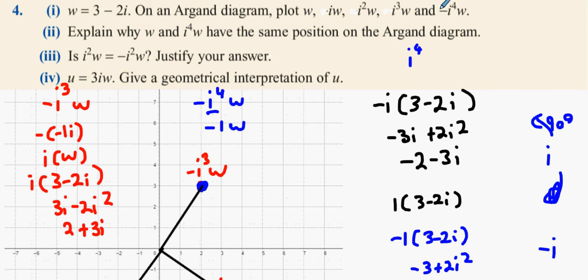Okay, we can probably leave this question alone now in a minute. Look, I'll quickly do this. Why did W and i squared W have the same position? Because i to the power 4 means you rotate 360 degrees. Okay. Is i squared W the same as minus i squared W?